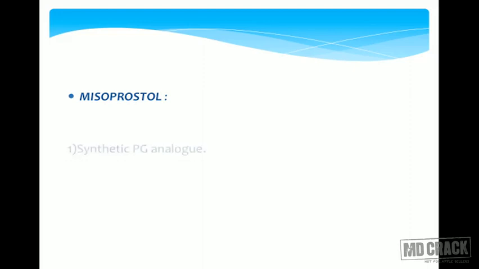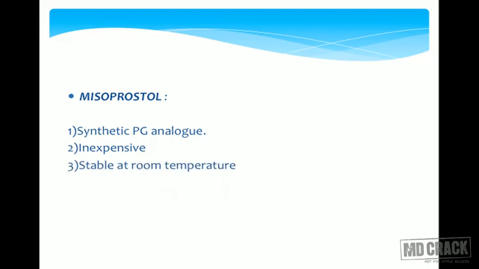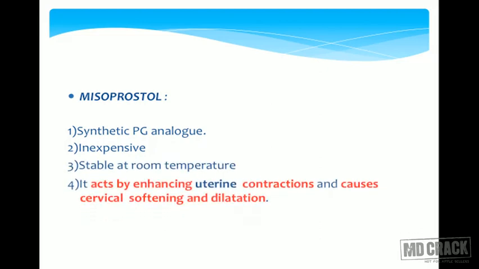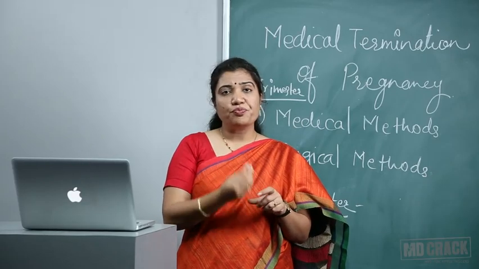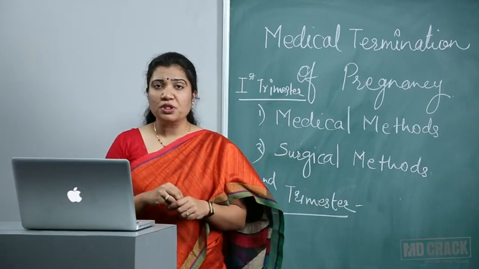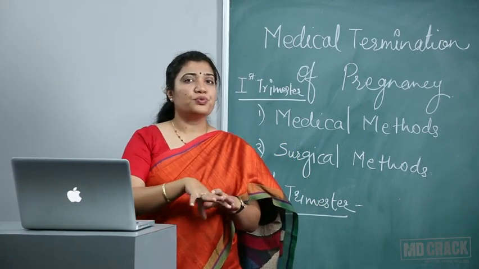This is a prostaglandin, a synthetic PG analog, inexpensive, stable at room temperature, and it acts by enhancing uterine contractions and causes cervical softening and dilatation. Now the fetus is not alive because of mifepristone, because of the anti-progestogen. Now we need to throw this out of the uterine cavity.